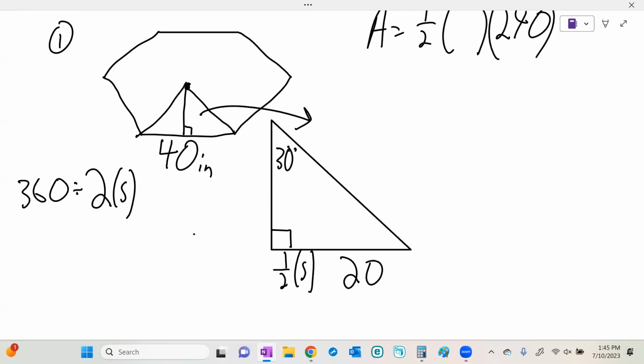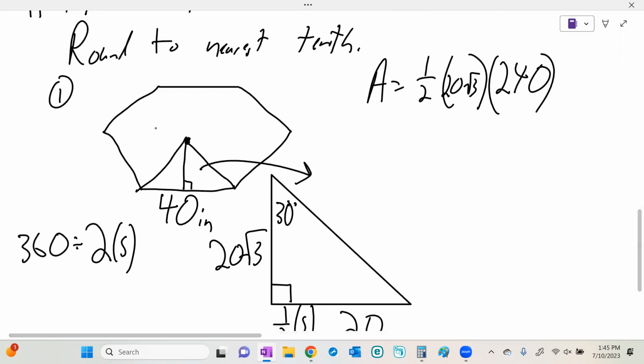So now what is this line? We should know right away. That's 20 square root 3. That line is the apothem, 20 square root 3. Now you can just sit there and figure it all out. If they wanted it in square roots, then we could just leave that.